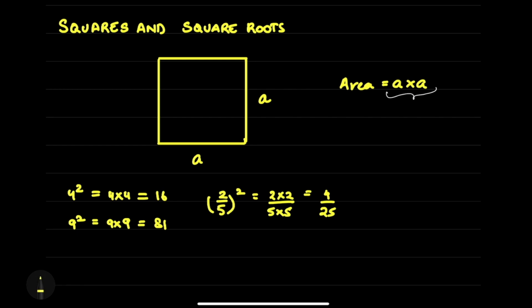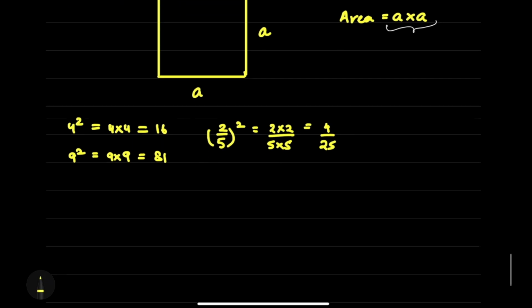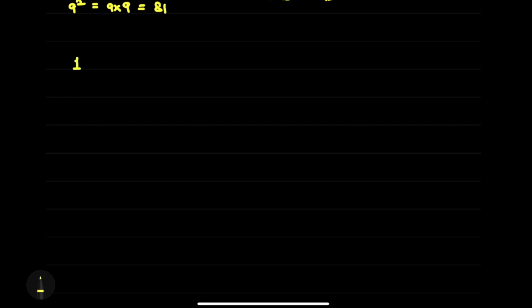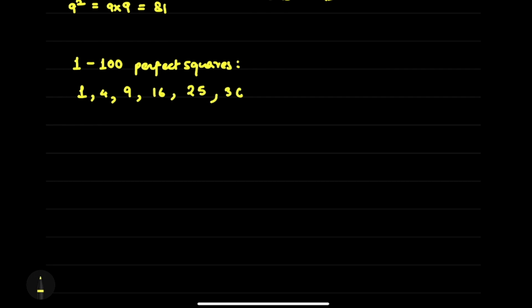So basically, squares of natural numbers are called square numbers or perfect squares. And these can range for, say, 1 to 100, 200. There are a couple of perfect squares. And these are 1, 4, 9, 16, 25, 36, 49, 64, 81, and 100, right?